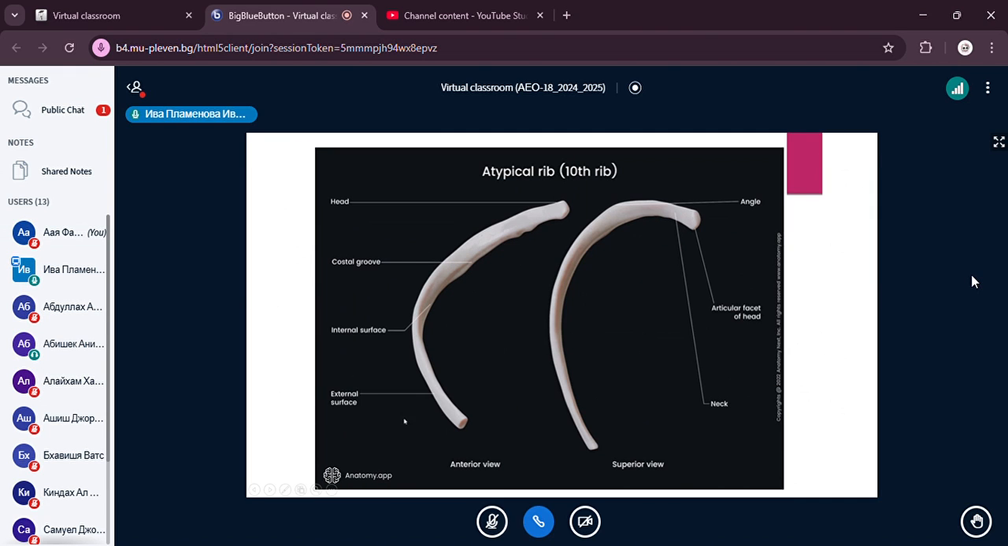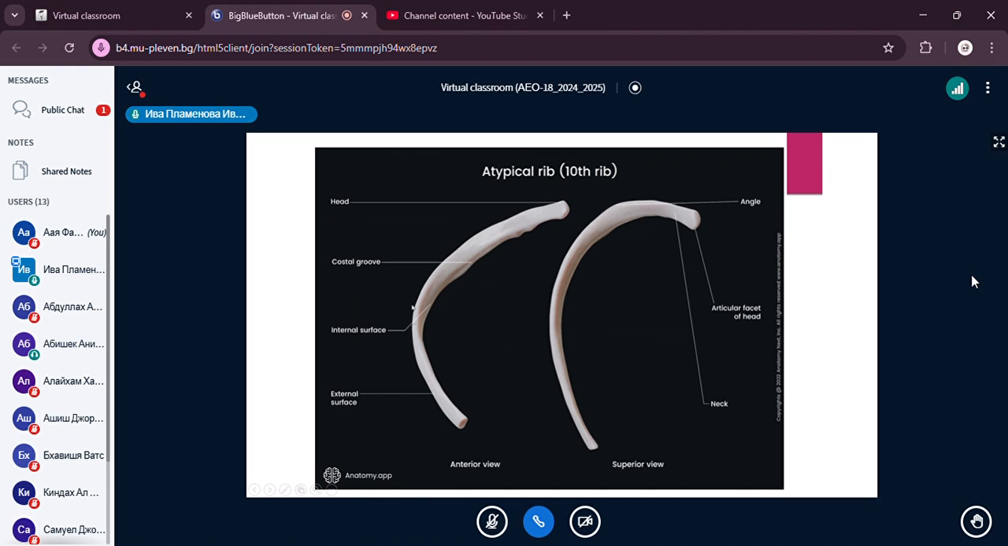You can see here an example for the 10th rib. Of course, again we have head. This is the inner surface. So here we can see the costal groove, sulcus costae, where we can find the main intercostal neurovascular bundle: the vein, the artery, and the nerve. The intercostal vein, artery, and nerve.